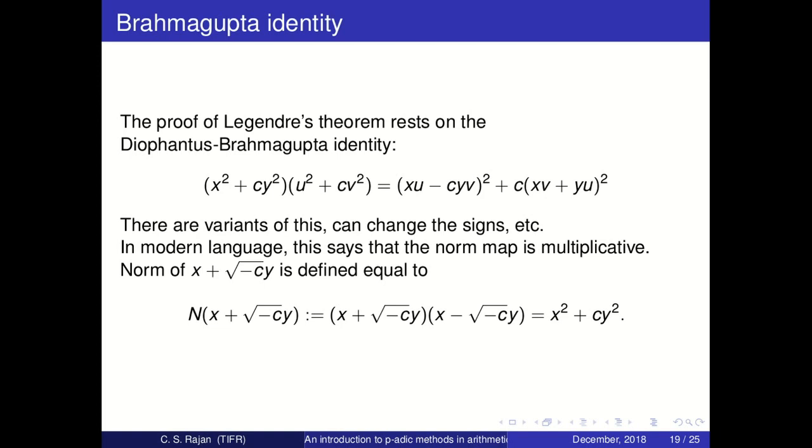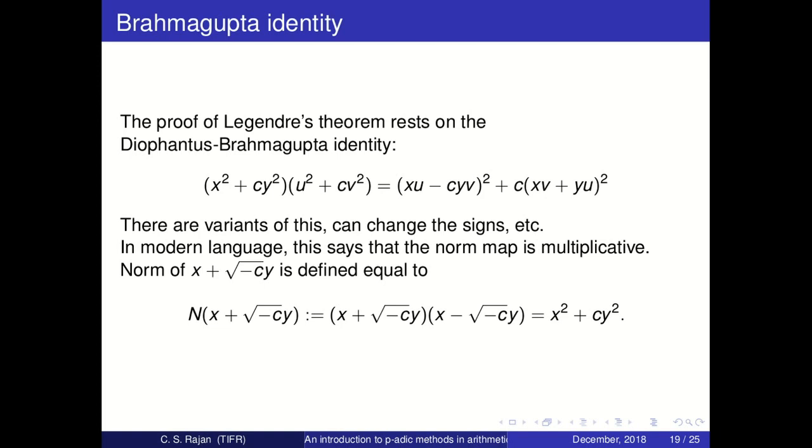It just rests on the Diophantus-Brahmagupta identity, which is x squared... Generalize this. This is the identity Brahmagupta uses for the solution of Pell's equation. So I have a number which is x squared plus c times some other square. Take the product of two such numbers. Again, I can write it as a square plus c times some other square. Here x, y, and c are all integers. Or they can be in any ring, you can do that. It's a purely ring theoretic property.